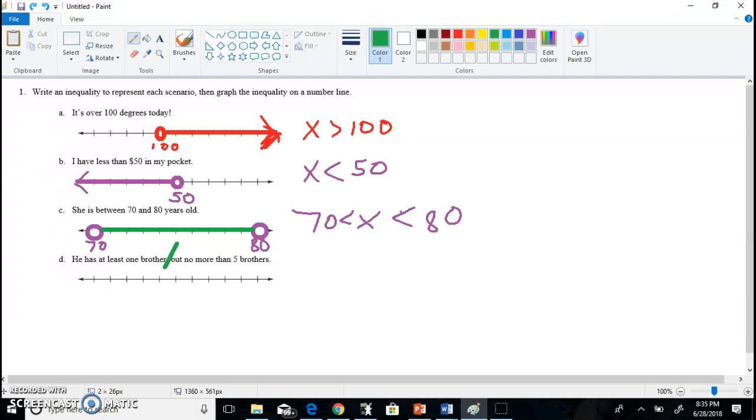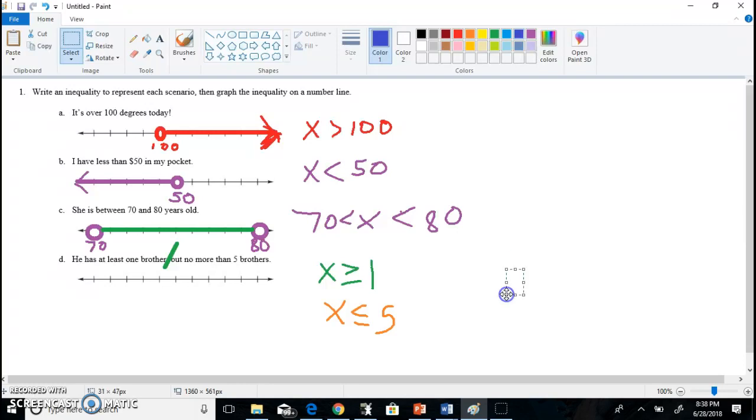Okay, so let's do this one at a time. At least one brother. So remember, at least is not less than 1, it's more than or equal to 1. But it says that he has no more than, so that's less than or equal to 5. So now we're going to put those two things together. X is greater than or equal to 1, but it's less than or equal to 5.